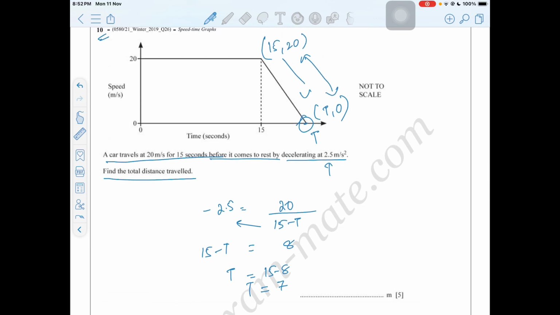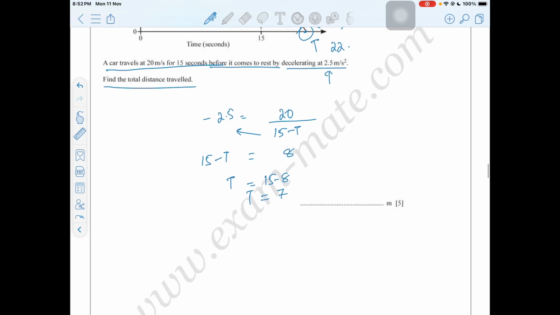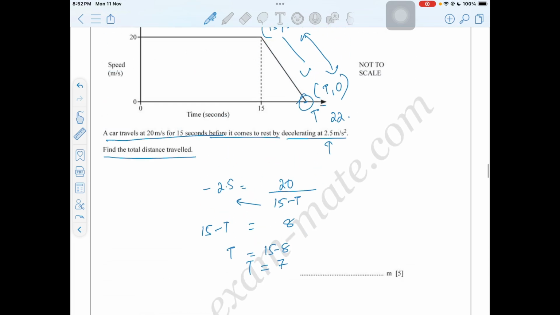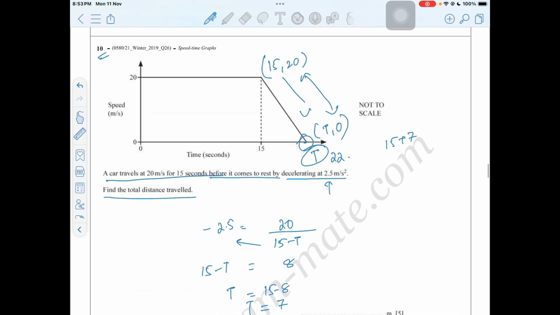This would be 7. 15 plus 7 would be 22, right? Okay, so we have t as 7. So t wouldn't be 7, t would be 22. 15 plus 7, right? Because it's added in 15. Okay, so we have this value 22.